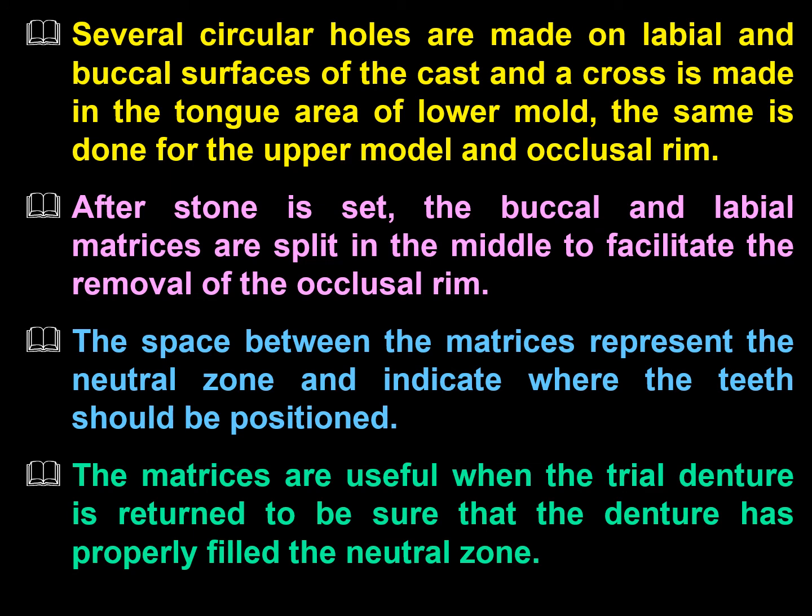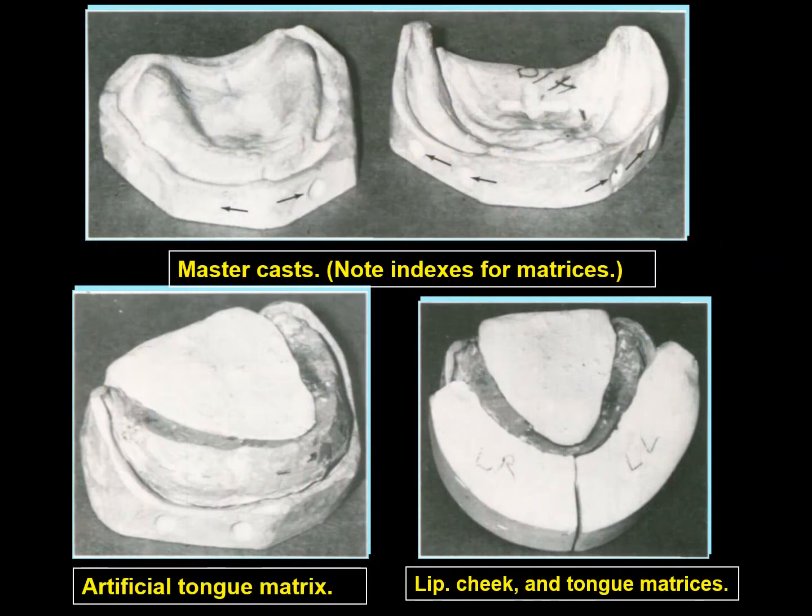The matrices are useful when the trial denture is returned, to be sure that the denture has properly filled the neutral zone. Like that, we make a circular hole on the base of the cast. Okay, different circular holes, and also on the lingual aspect and base aspect of the model. Then make stone on the lingual and palatal aspect, and also on the labial and buccal aspect, and make a split anteriorly at the midline to facilitate removal of the two pieces of the matrix.